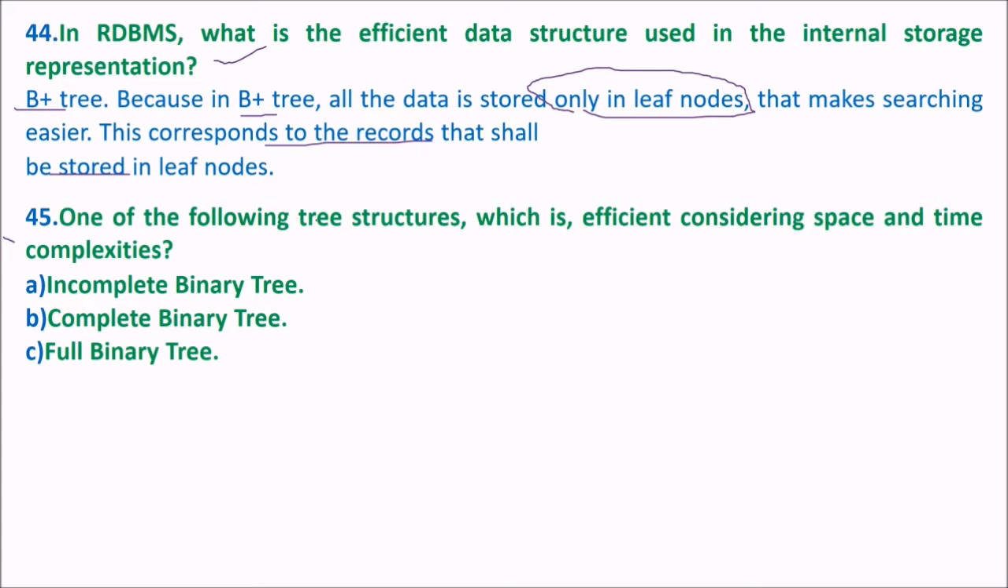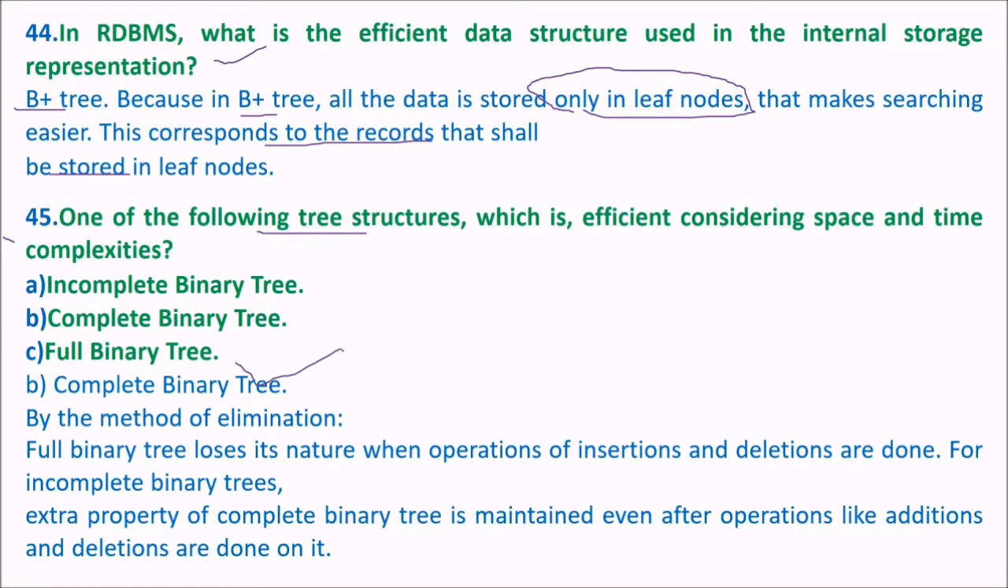Which one of the following tree structures is efficient considering space and time complexity? Can you judge the answer? Efficient in space and time complexity. It is actually a complete binary tree. Let us use the method of elimination again. A full binary tree loses its nature when insertion and deletion operations are done. For complete binary trees, the extra property is maintained even after operations like additions or deletions are done on it. So the answer would be complete binary tree.